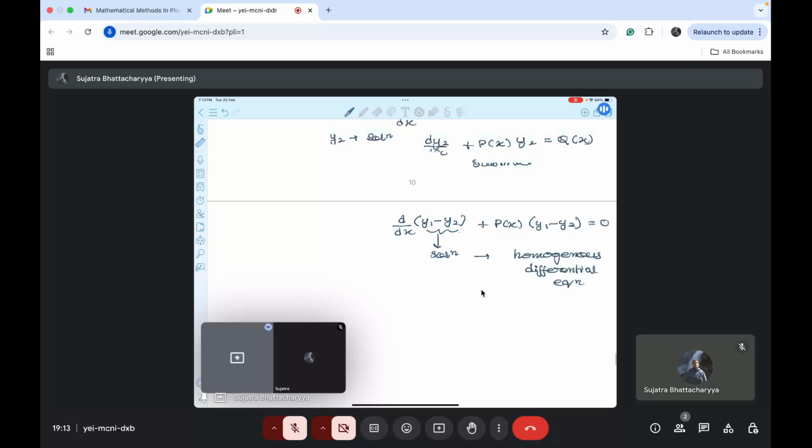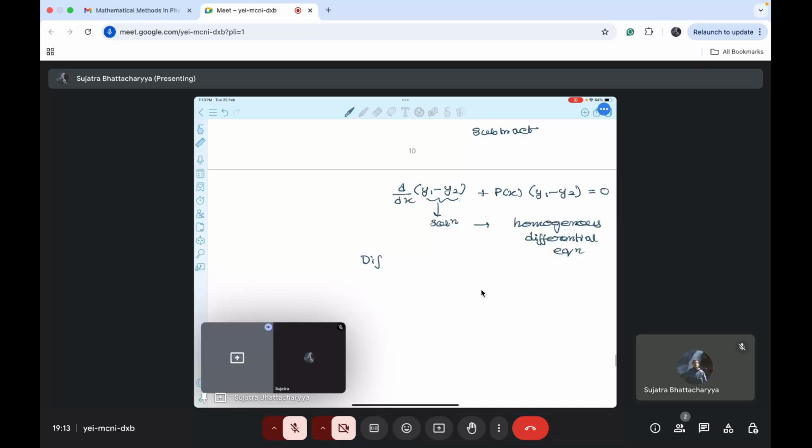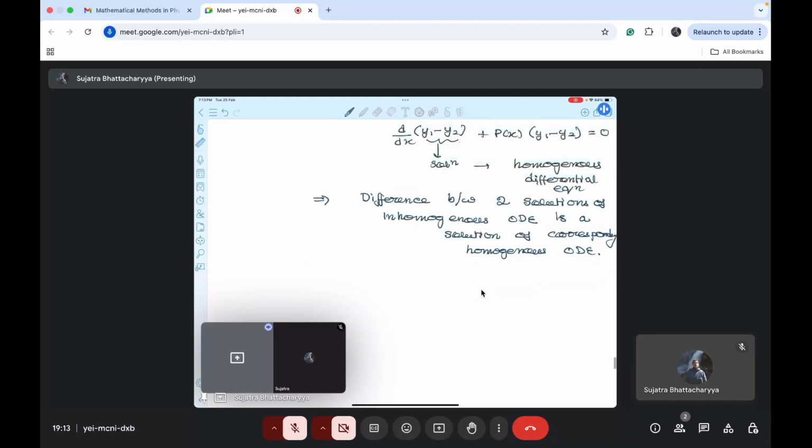So what we are getting is that the difference between two solutions of an inhomogeneous ODE is the solution of the corresponding homogeneous ODE. Right? So this is the result which we are getting.